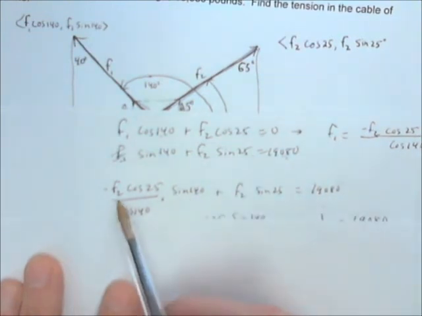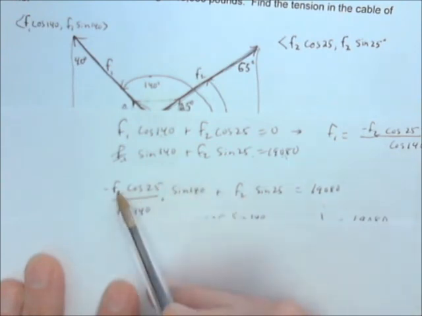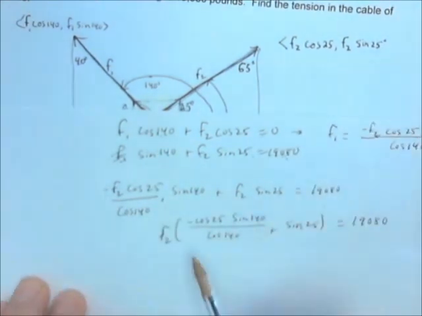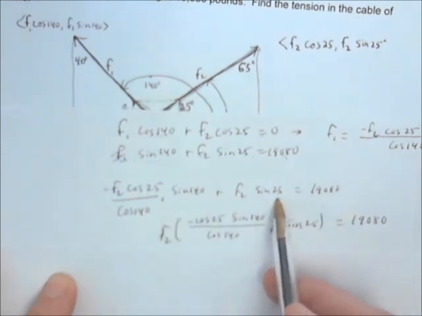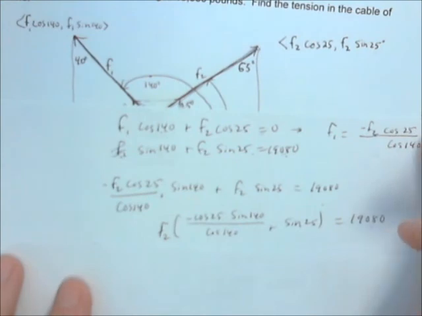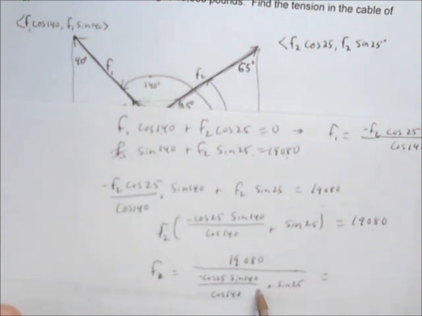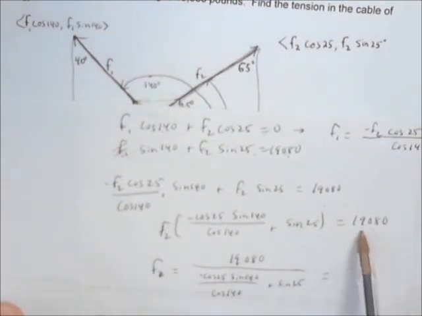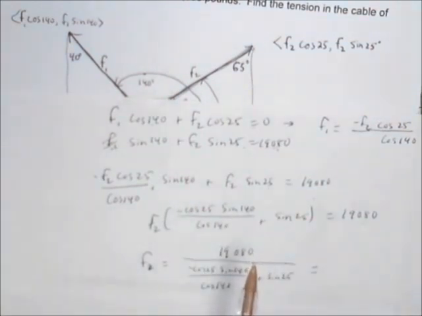And what I do next is, because I have a common factor of F2 in this next equation, I'm going to factor out the F2 and pull it outside of the front, in front of the parentheses. So here's the GCF pulled out, and you're left with negative cos 25 sine 140 over cos 140 plus the sine of 25 is equal to 19,080. Now this is where I'm wondering if I'm correct in my answer, because when you solve this for F2, you get 19,080 divided by this whole great big monster right here.